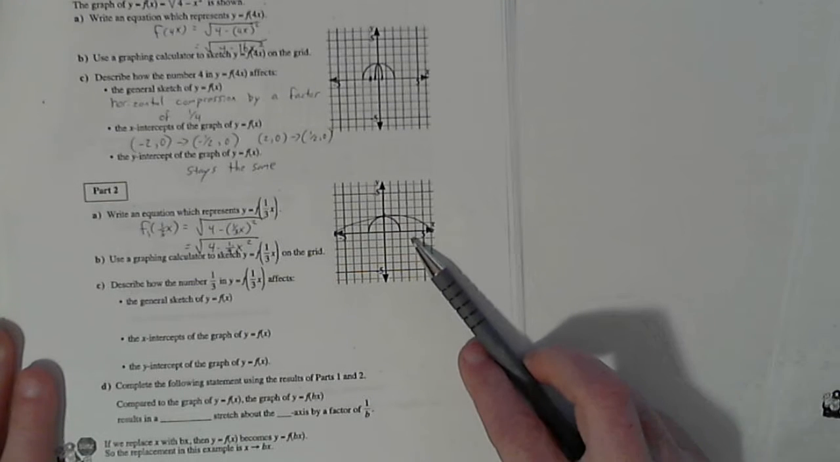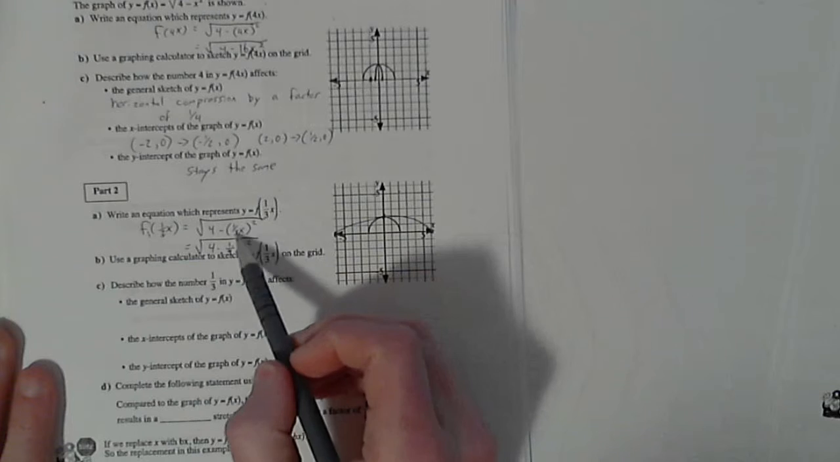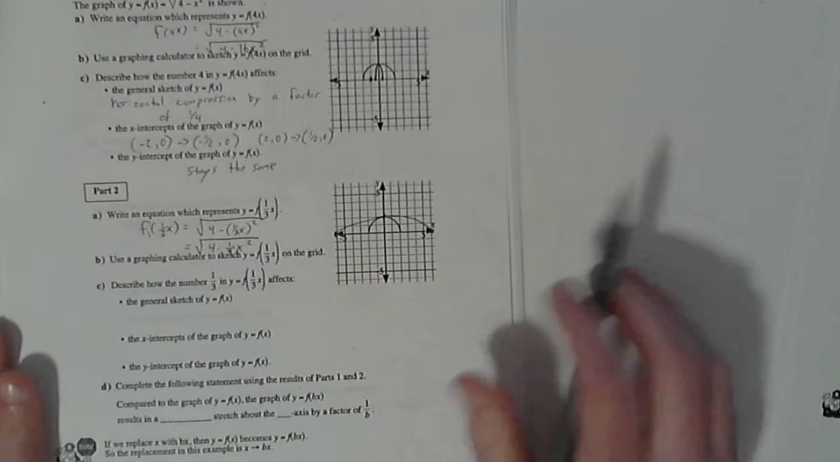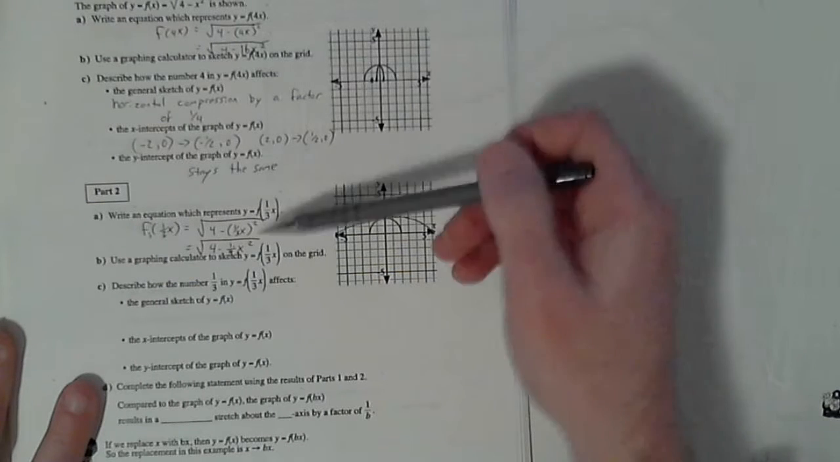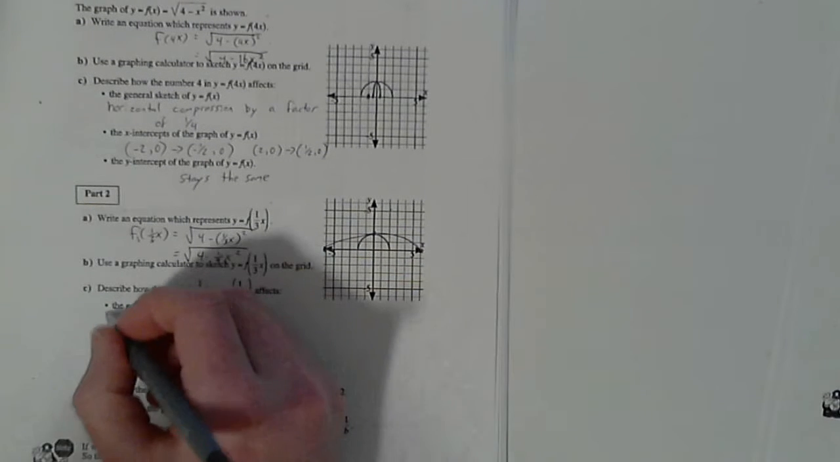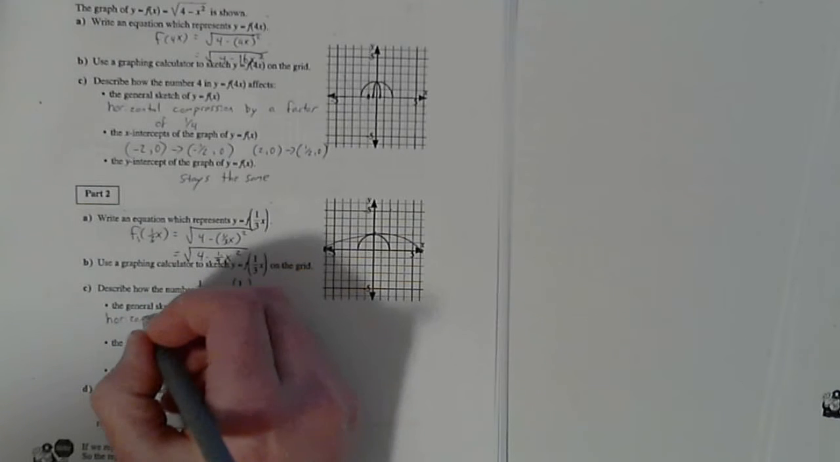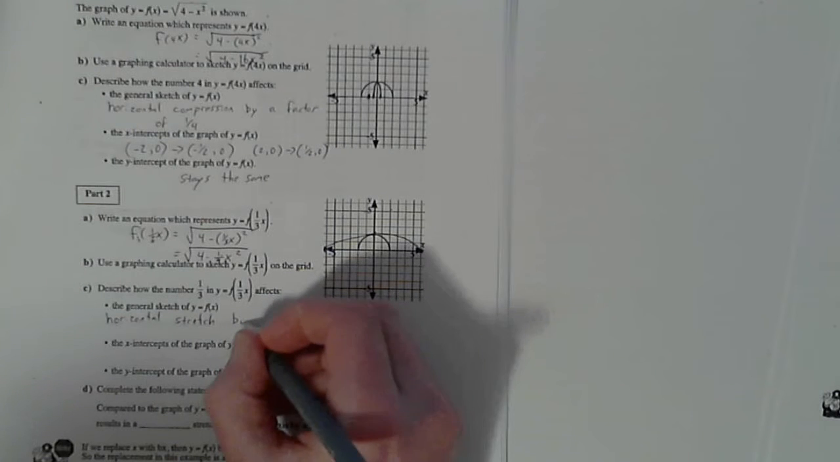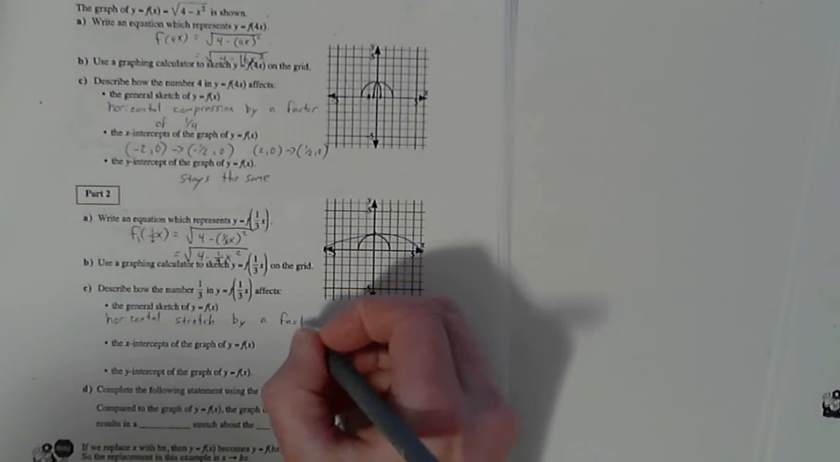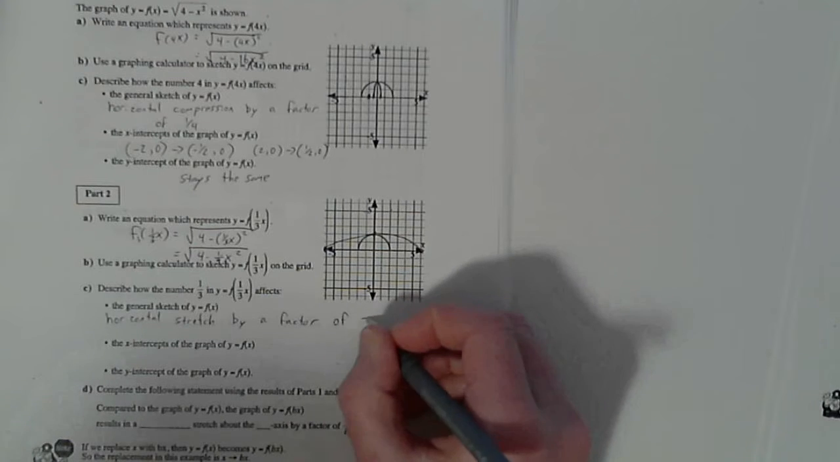Okay, so once again, you could use Desmos and put an a value in brackets where the x is, or a b value is probably better, and create a slider and see how that affects it if you want to do more than just 4 and 1/3. And you can see all the transformations. Describe how the number 1/3 affects it. Well, this is a horizontal stretch by a factor of 3. Everything's being multiplied by 3 horizontally, all the x values.